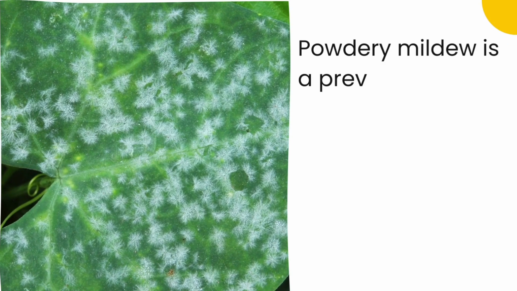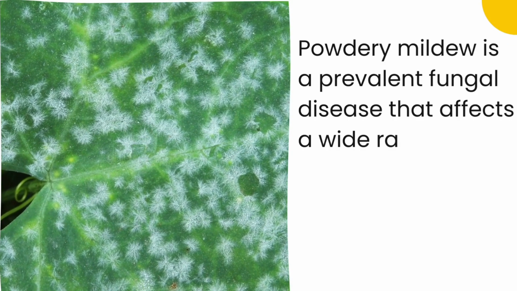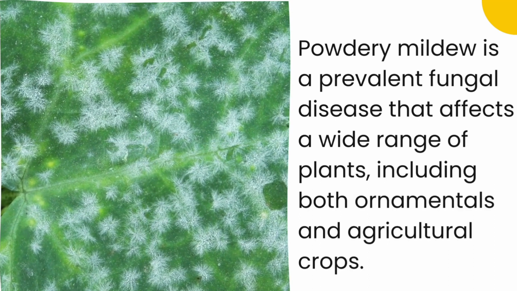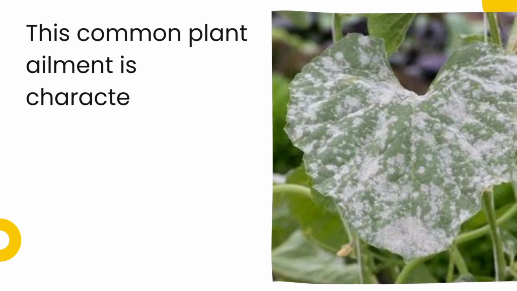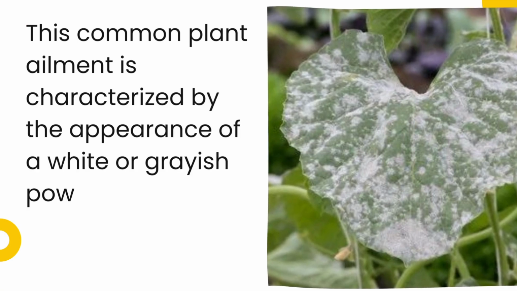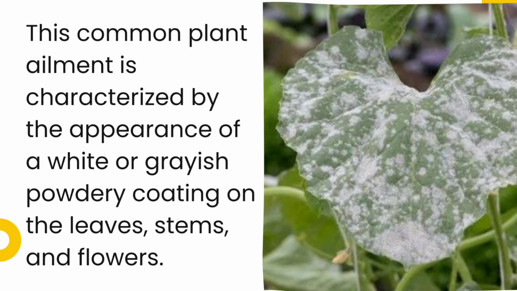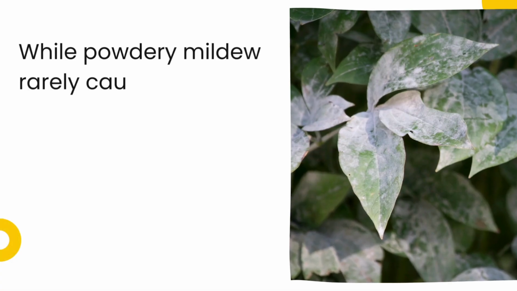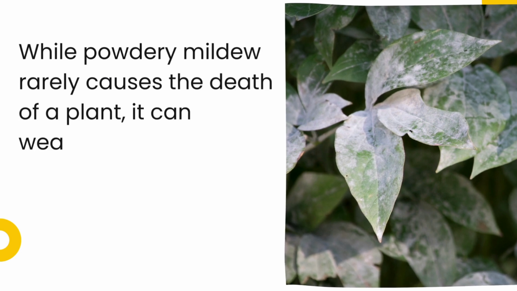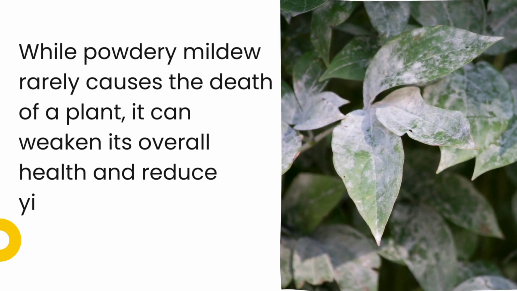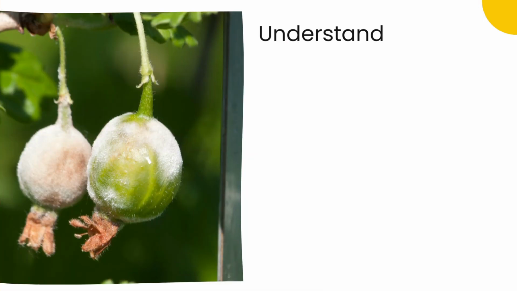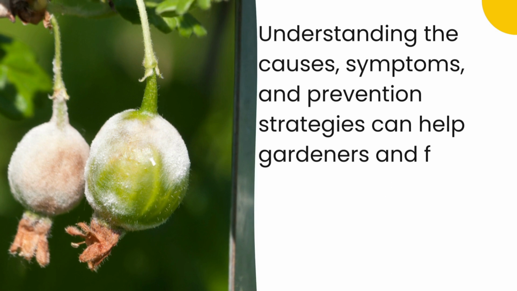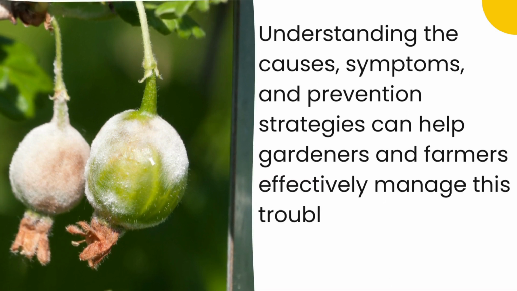Powdery mildew is a prevalent fungal disease that affects a wide range of plants, including both ornamentals and agricultural crops. This common plant ailment is characterized by the appearance of a white or grayish powdery coating on the leaves, stems, and flowers. While powdery mildew rarely causes the death of a plant, it can weaken its overall health and reduce yields in crop plants. Understanding the causes, symptoms, and prevention strategies can help gardeners and farmers effectively manage this troublesome fungal disease.